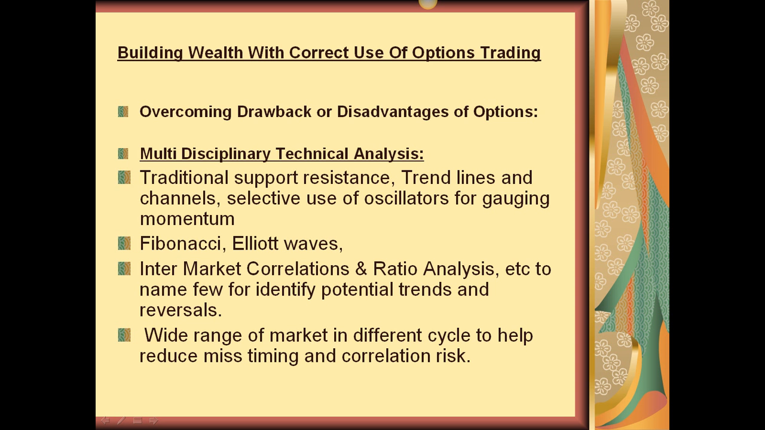But the common technical analysis, like most are aware of, such as horizontal support resistance, trend line dynamic support resistance and channel lines, or the use of oscillators for gauging momentum, Fibonacci, for example, both for retracement and extensions and projections, overlaid with Elliott waves. I particularly like Elliott waves from what I know and have used. I think they can be a great advantage.